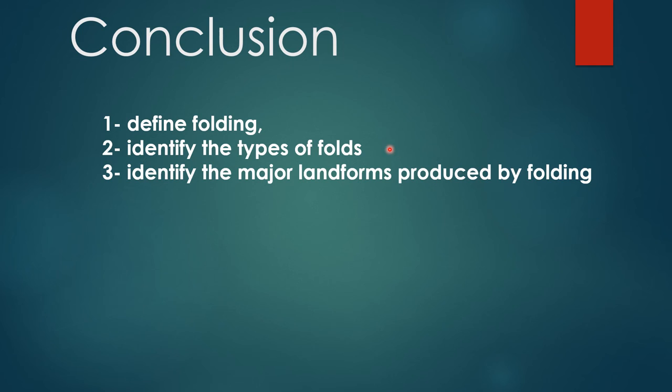Identify the types of folds. You have to write them down. The types of folds, there are many of them. We have simple folds, we have asymmetrical fold, we have overfold, we have recumbent, we have overthrust, and we have anticlinorium and synclinorium. And then identify the major landforms produced by folding. I can hear you saying that there are synclinal depressions, there are anticlinal ridges, and there are fold mountains.